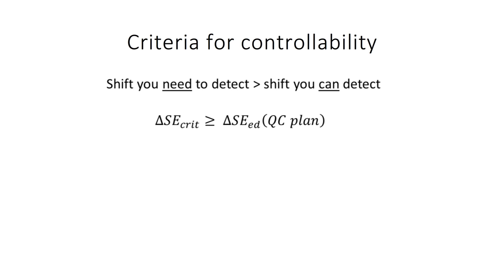So the principle here is that the size of the shift we need to detect, the critical shift size, needs to be greater than the size of shift we can detect with our QC plan. Put another way, if I can detect a shift of size X with my QC plan, I can control any process that has a critical shift size bigger than X. So how do we find out what a QC plan can detect?